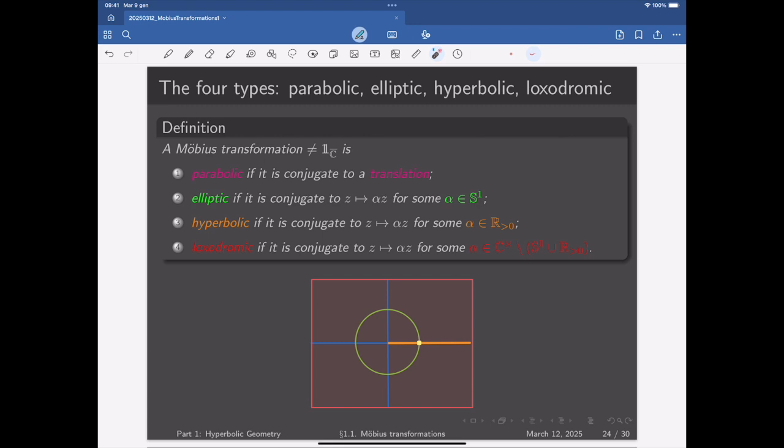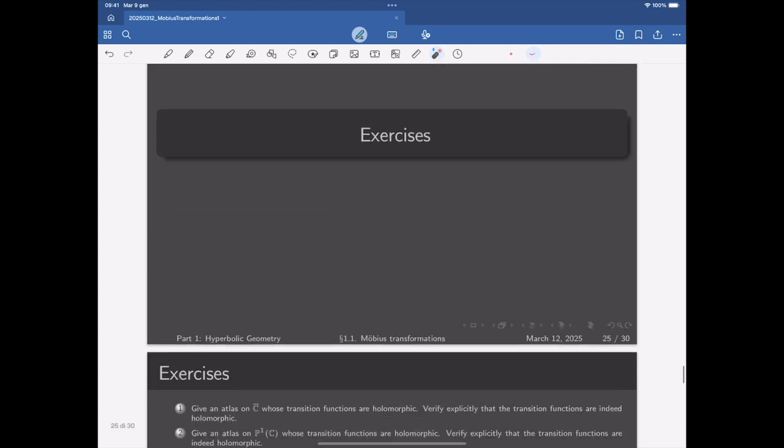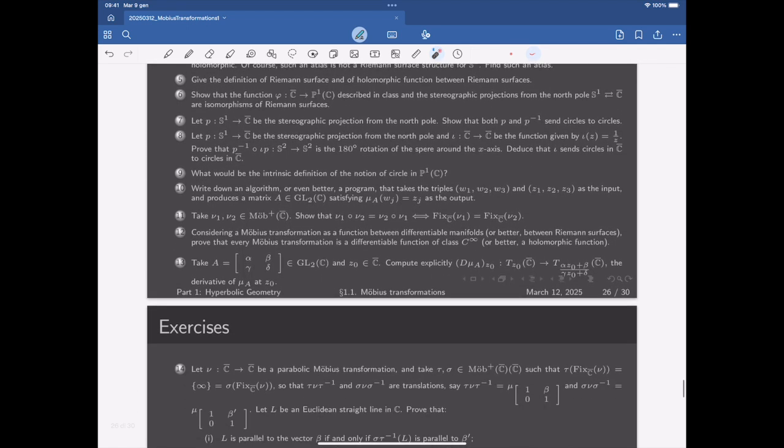Just humor me one more minute. A Möbius transformation different from the identity is parabolic if it is conjugate to a translation. It is elliptic if it is conjugate to multiplication by someone in the circle, so conjugate to a rotation. Hyperbolic if it is conjugate to multiplication by a positive real number, so like a positive rescaling. And loxodromic in all the other cases. And I'm done.